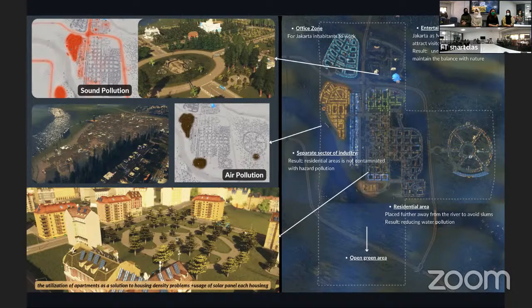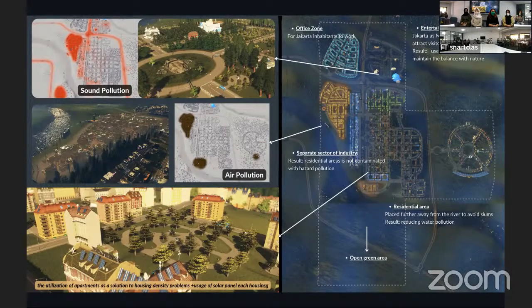Therefore, the air pollution does not reach and harm the Jakarta citizens, and they can have a healthy life and also a healthy environment to live in. In addition, about the place to live, Jakarta better build more apartments or flats for the slums area, because we know that Jakarta has a lot of slums next to the river.